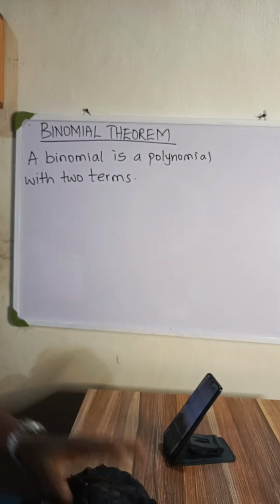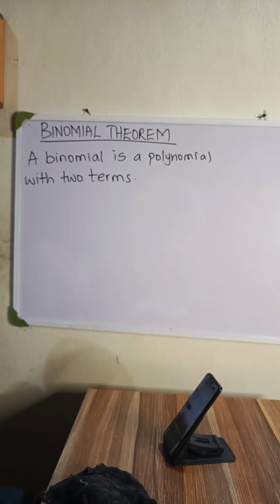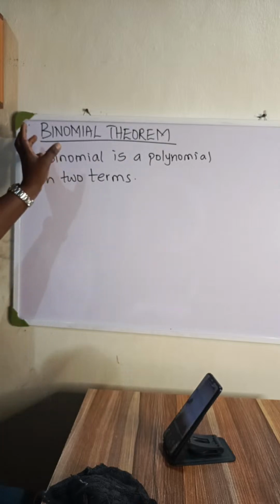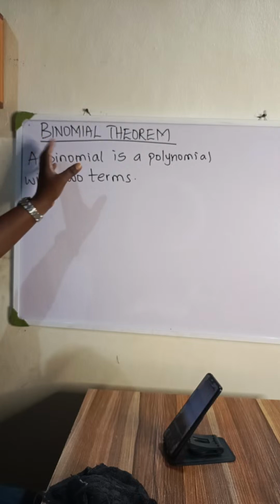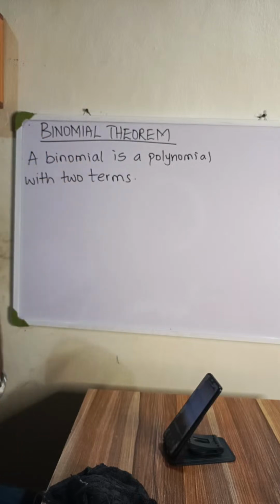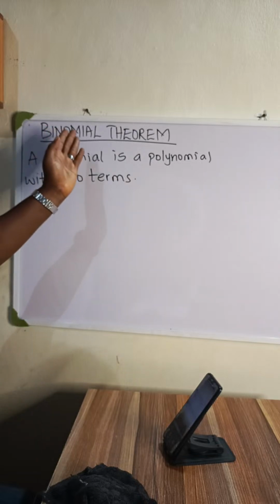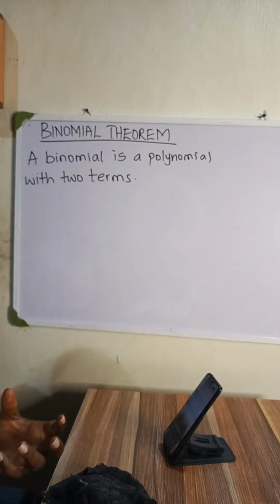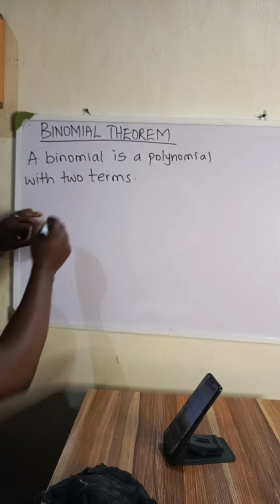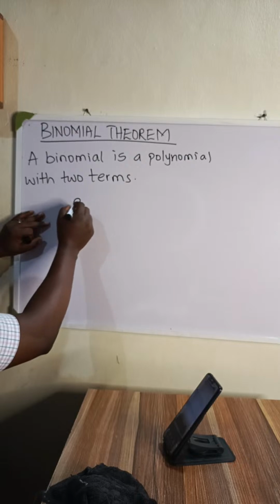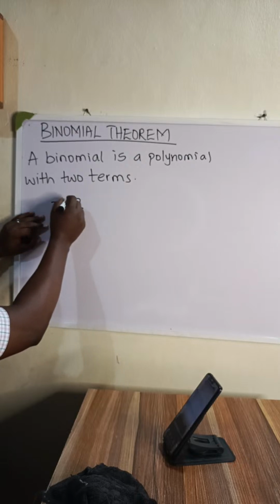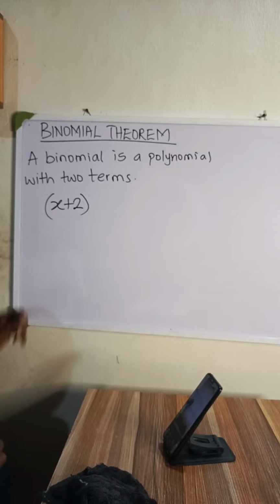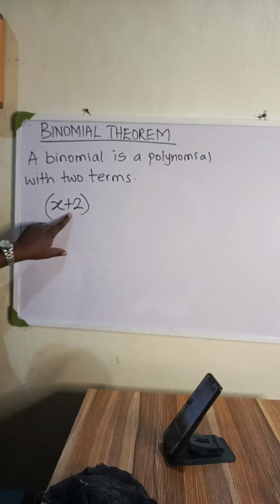So binomial theorem is used to expand a binomial. So when you have a binomial that is multiplying itself, then you can use binomial theorem to expand it easily. So if we have, for example, x plus 2, x plus 2 as we have it here is a binomial, right?